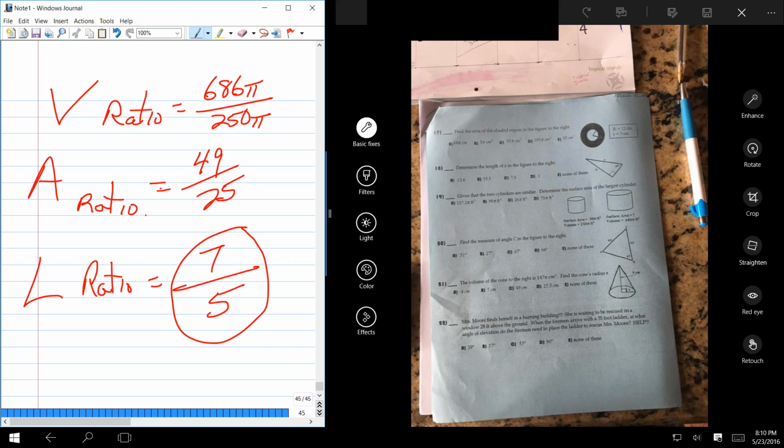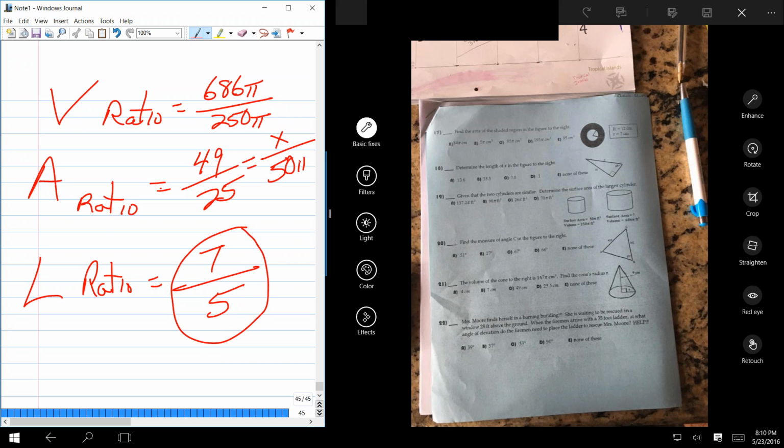So I'm going to say 49 is to 25 as what is to what? So 49 over 25 is equal to 50 over 250. Compare surface areas, not. Oh, that's right. So it's x over 686 pi. No, that's not a surface area either. The surface area of the big cylinder is what we're trying to solve for. Let's call that x. The surface area of the little cylinder is 50 pi.